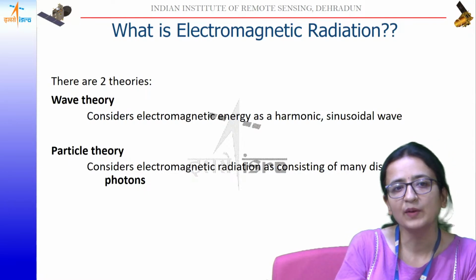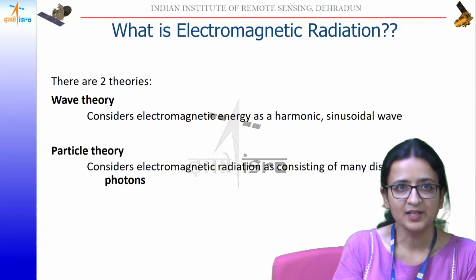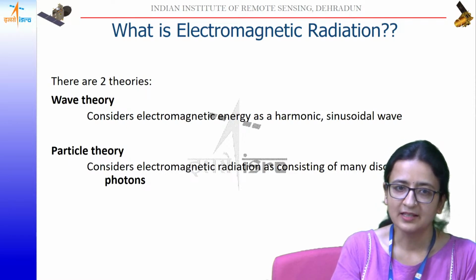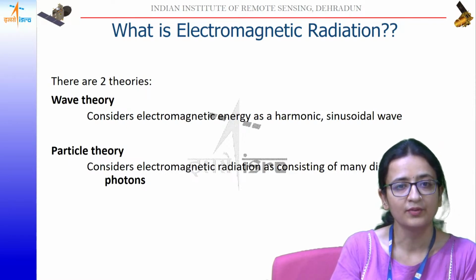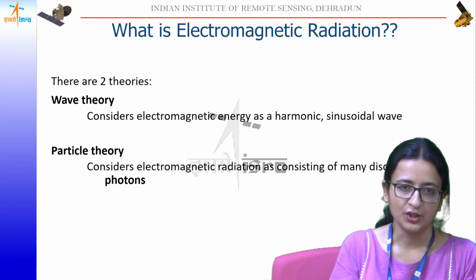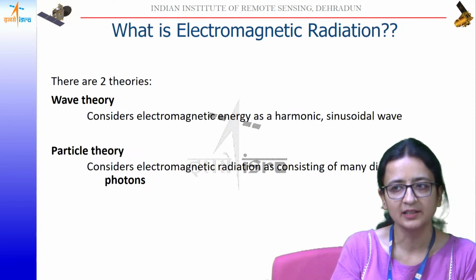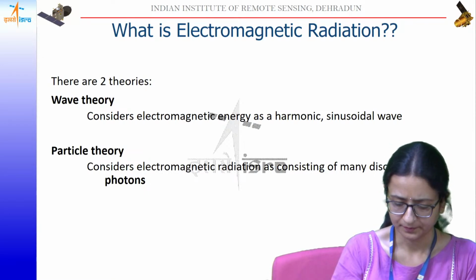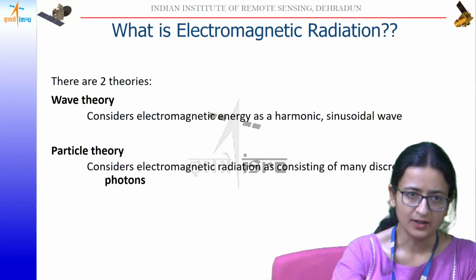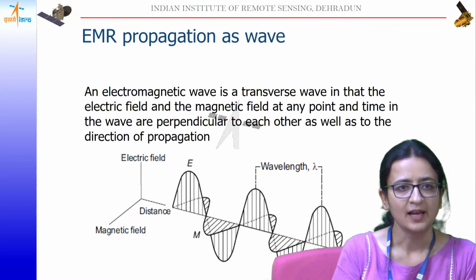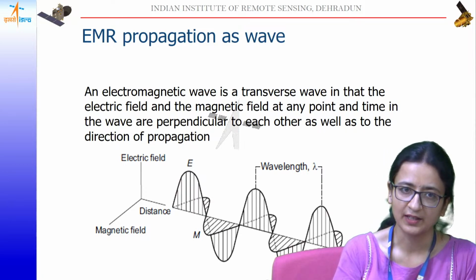This is the wave theory. The other theory is particle theory, which considers that electromagnetic energy consists of discrete units, which are called quanta. For light particularly, it is called a photon. Both theories are just opposite to each other, but light exists both as particle as well as wave.